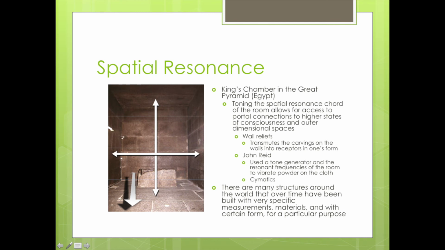John Reed and his team stretched a thin cloth over the sarcophagus in the King's Chamber and used a tone generator and the resonant frequencies of the room to vibrate powder on the cloth. So he was essentially using cymatics as a part of this experiment. And in his book, Egyptian Sonics, he explains how the hieroglyphics formed in the powder on top of the cloth when that resonant chord of the room was hit. So basically, the chamber and sarcophagus acoustically coupled.